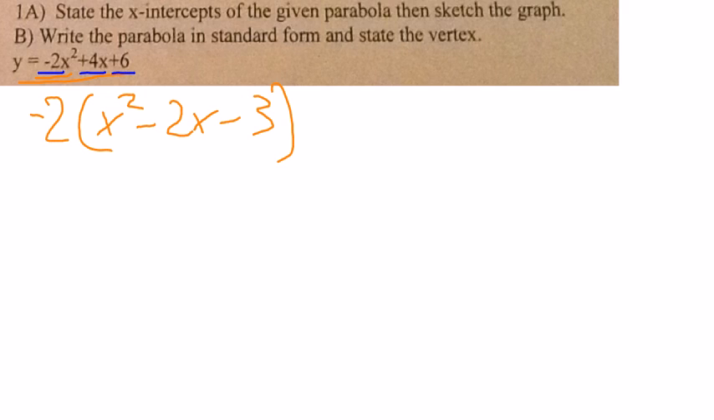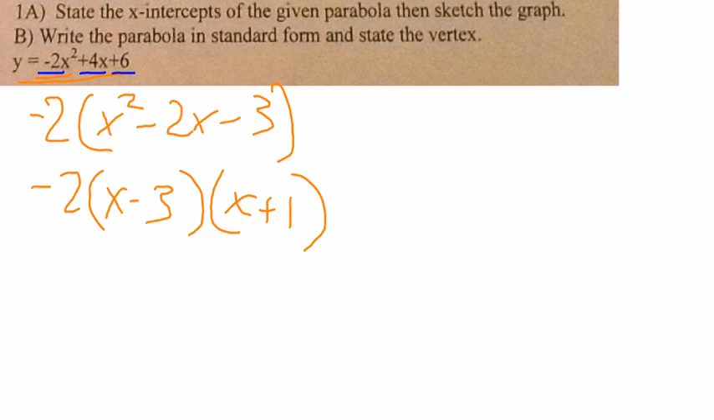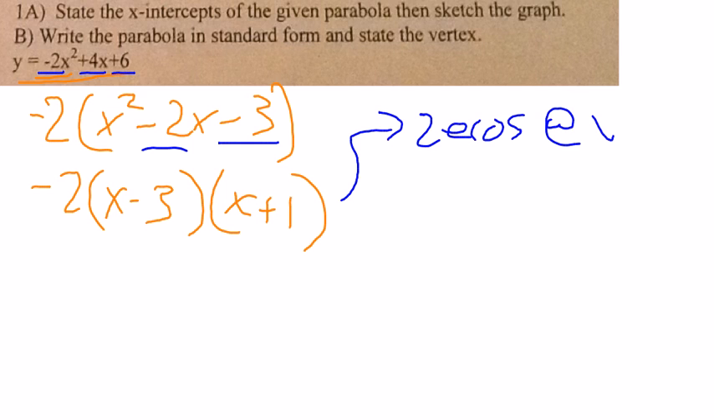A good start, maybe. But I want to factor this. So let's just go ahead and do it. Leave that negative 2. I want to write this as two linear factors. So I'll throw my x's down. What are two numbers that multiply to give me negative 3 and add to give me negative 2? Well, I can go with negative 3 and positive 1. I can check myself. Negative 3 times 1 does in fact give me negative 3. Negative 3 plus 1 does in fact give me negative 2. So I'm good. I can take those linear factors and say that my zeros are going to occur when x is 3 and negative 1.